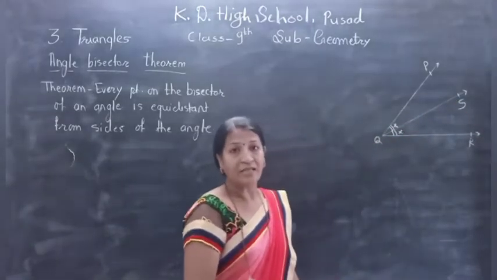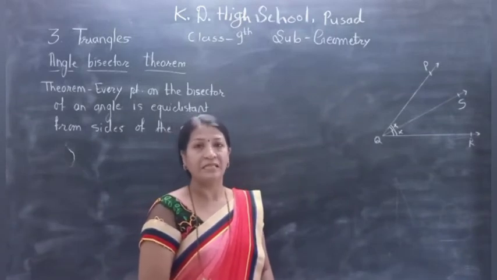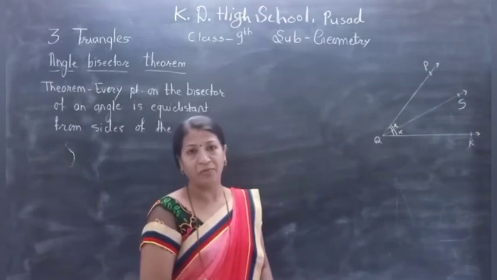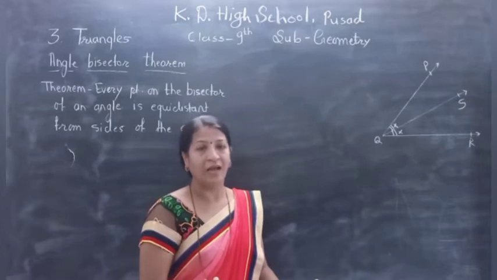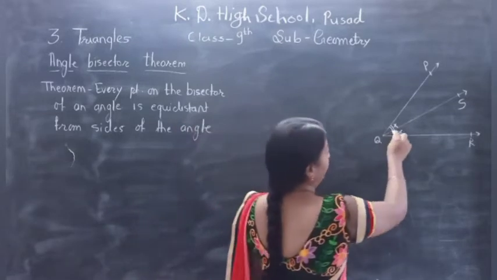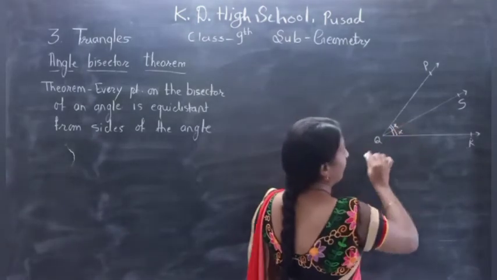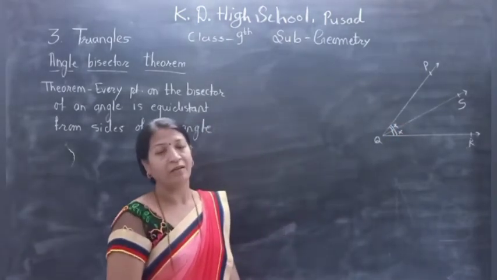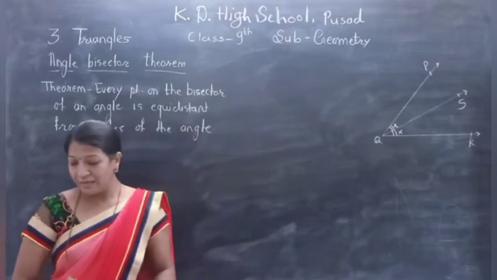हा QS अँगल PQR चा बायसेक्टर, अँगल बायसेक्टर आहे आपण केव्हा म्हणतो? जेव्हा तो त्या दिलेल्या अँगलला दोन कॉन्ग्रुएंट अँगल मध्ये डिवाइड करतो तेव्हा. So it means the measure of these two angles are equal. या दोन्ही अँगल्सचं मेजरमेंट कसं असणार आहे ते इथे सारखं असणार.